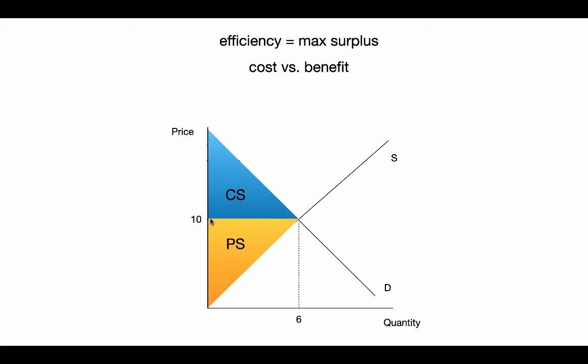On this graph, it looks like it's symmetrical. It doesn't have to be that way. When we start changing the shapes of our curves, it might not be symmetrical like this, but consumer plus producer surplus is total surplus. As long as we're getting the most possible surplus, that's what we mean by efficiency. So it's really just cost benefit. In other words, gains from trade. We're consuming, we're producing. We want to get the most gain possible.